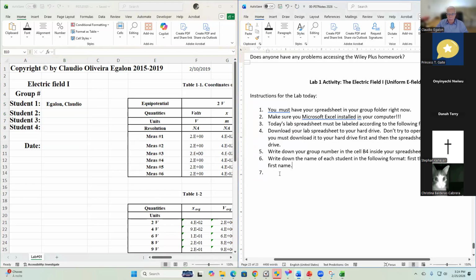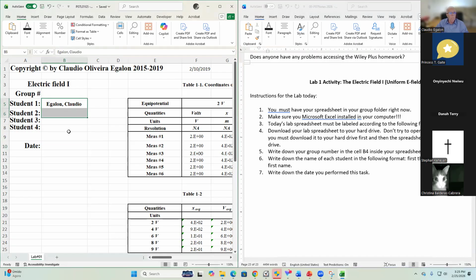And write down the date you perform this task as well. Where it says student one and student two, we write down our name and then our partner's name, and then the date where it says the date. Yes, that's right: group number, name of student one, name of student two, and the date.